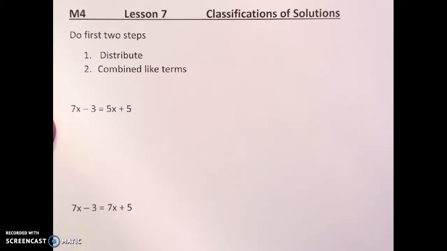Module 4, Lesson 7, Classification of Solutions. This is very similar to what we did in the last section, only we're going to be able to look at the equation once we have completed the first two steps of distribution and combining like terms. We're going to be able to look at what we have left in the equation and decide if we have one solution, no solution, or infinite number of solutions. So let's take a look here.